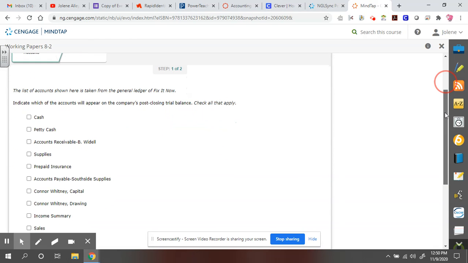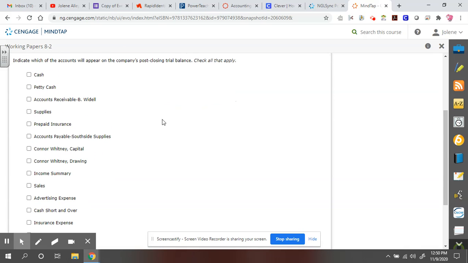First thing it asks, indicate which of the accounts will appear on the company's post-closing trial balance. Post-closing means after you closed out those temporary accounts. If you remember, the temporary accounts were your drawing, the expenses, the revenue, and the income summary. Closing means they have a zero balance. So the only ones that can have a balance at this point are the ones in your ALO. If you remember ALO, assets, liabilities, owner's equity.